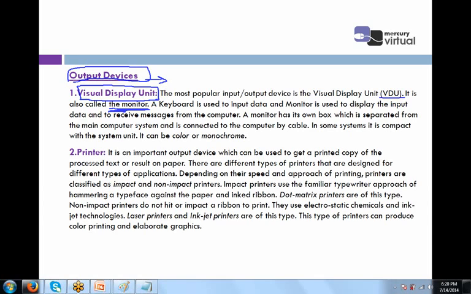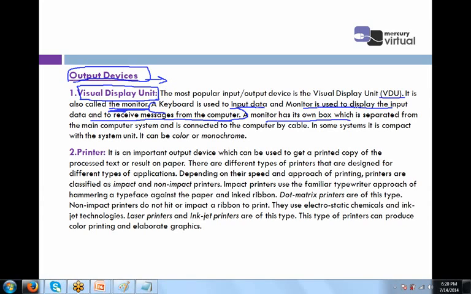A keyboard is used to input data, and a monitor is used to display the input data and to receive messages from the computer. This line basically gives a comparison of the input device and output device. Basically, this line says a monitor is used to display the input data and receive messages from the computer.